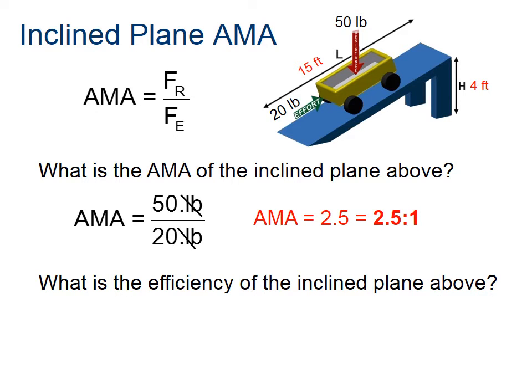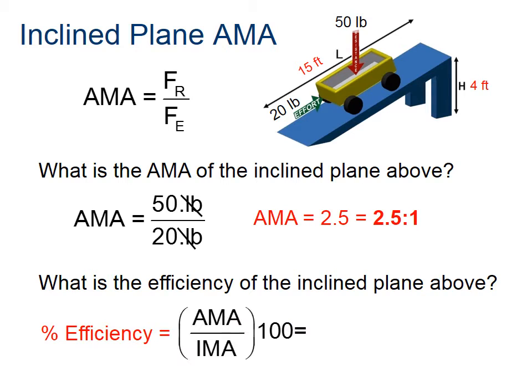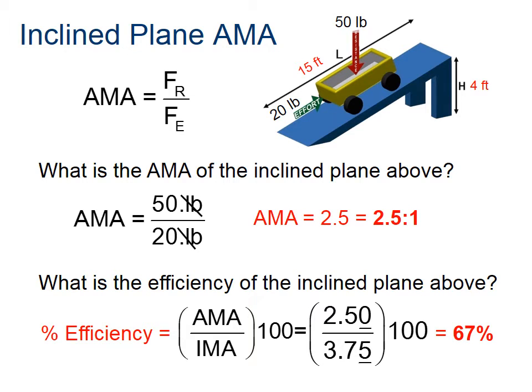Well, that being the case, in this example, what's our efficiency? So remember, efficiency is just AMA over IMA times 100. And if we plug in our 2.5 for AMA, which we calculated on this slide above, and 3.75, we get 67%.